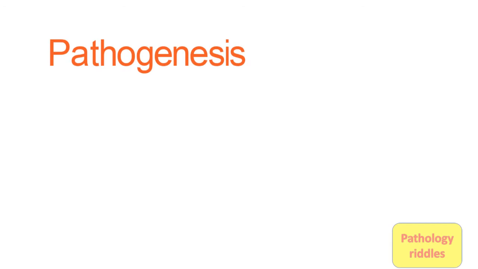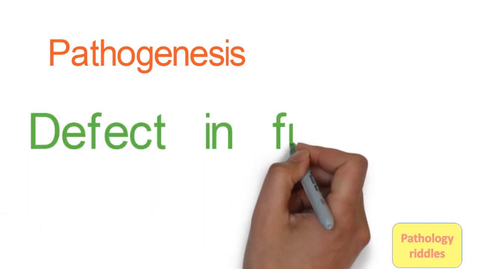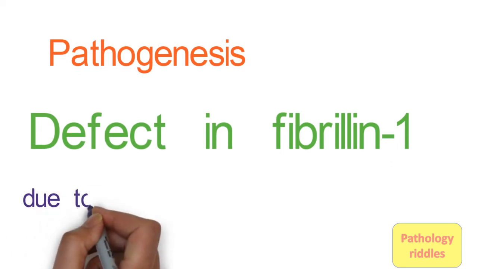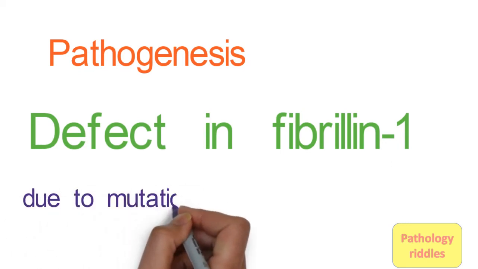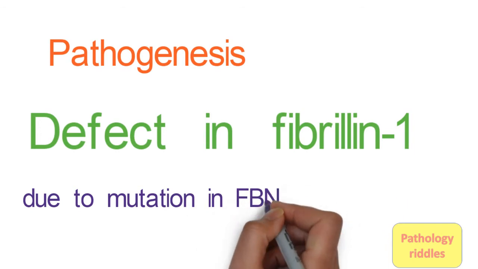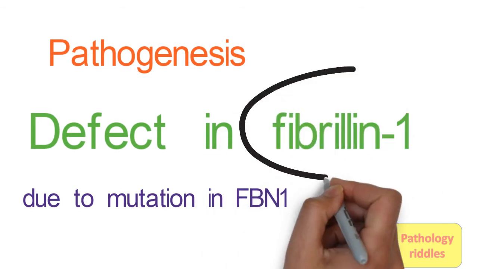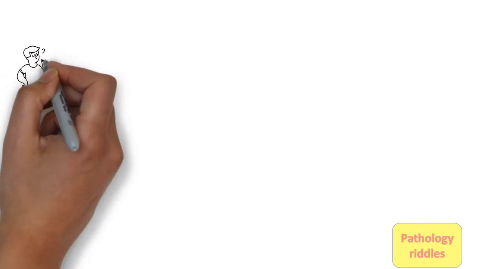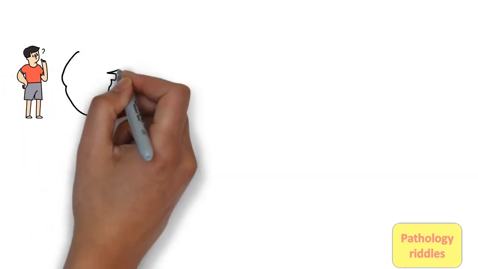Let's talk about pathogenesis in detail. The defect is in fibrillin 1, which is an extracellular glycoprotein. The defect occurs due to mutation in FBN1 gene, which encodes fibrillin 1 glycoprotein. Let's see where fibrillin is present.